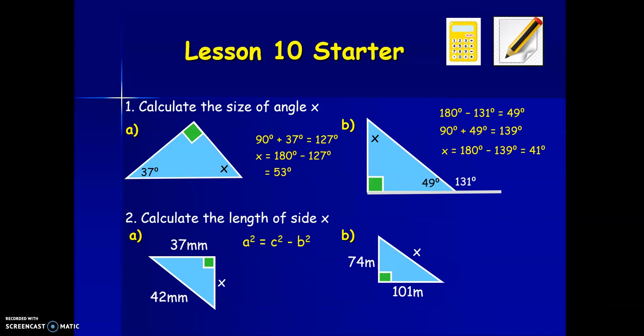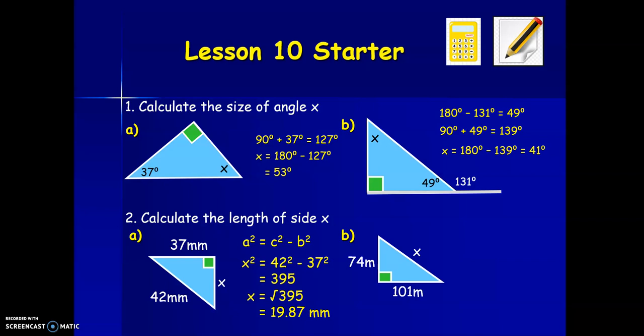Putting in our values, X squared is equal to 42 squared, take away 37 squared. Using the calculator, we get 395 for that. And then remember to square root that value. So X is equal to 19.87 millimetres.